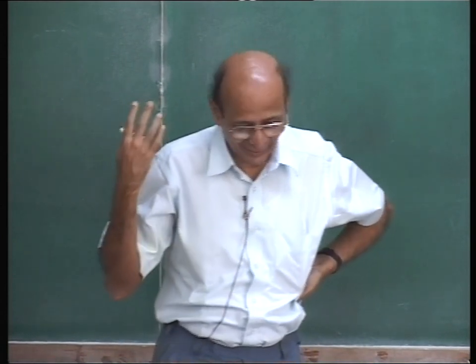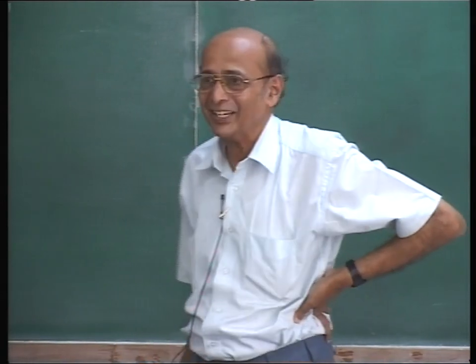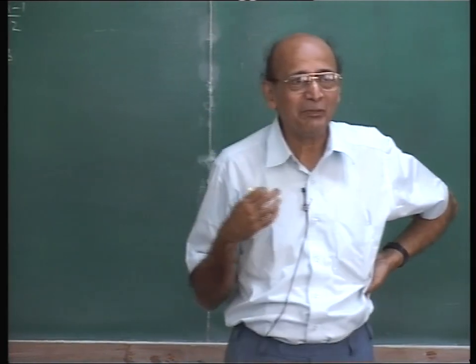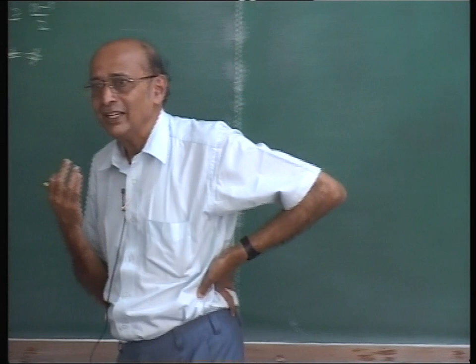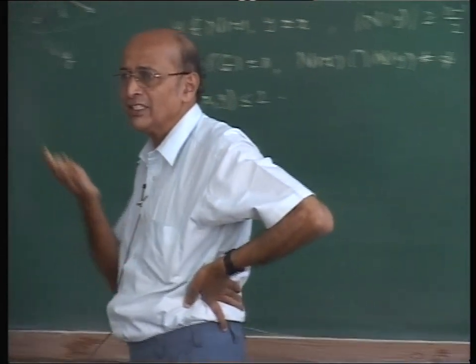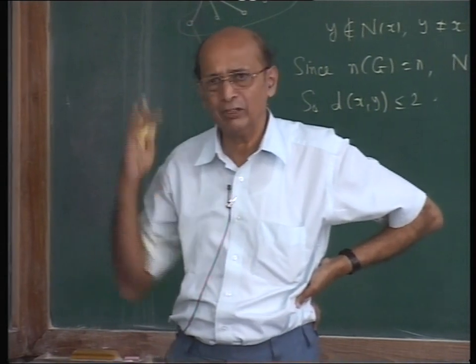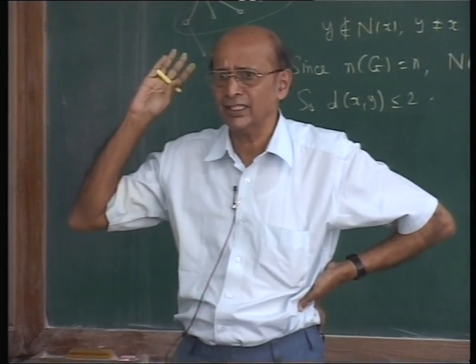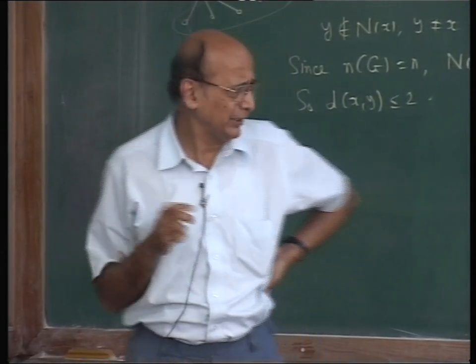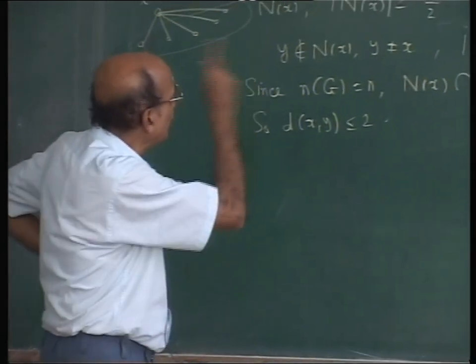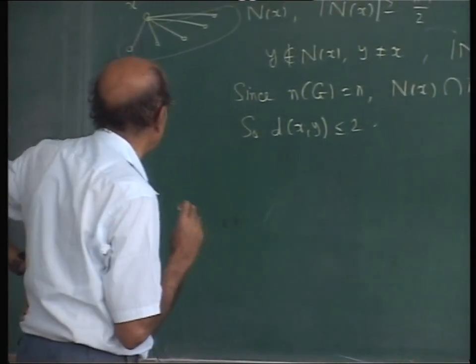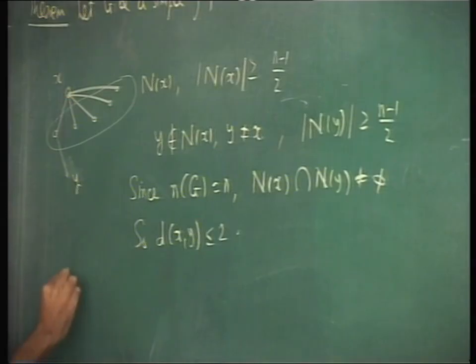Then the graph cannot be connected. That's clear. That is asking for too much. But in a connected graph, you could have vertices of degree 1. The end vertices of a path have degree 1. So this condition is not necessary. It is only sufficient. Is it sort of the best that one can do? The answer is yes.